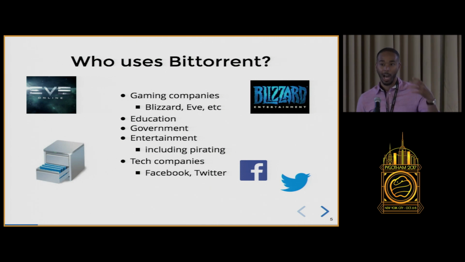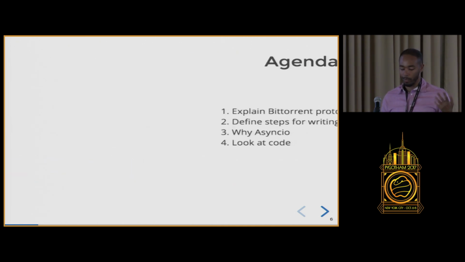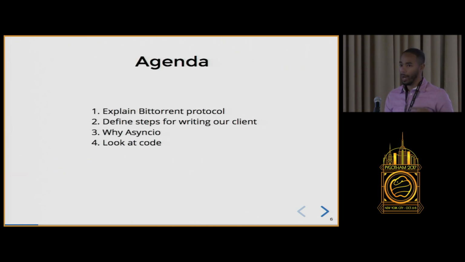So any file that you have uploaded to S3, you can put a $torrent at the end of the URL, and you get a .torrent file that you can download. So it's a very relevant thing, especially if you're doing IoT, Internet of Things. My agenda for today is to explain how the Bittorrent protocol works, define some steps for writing a simple Bittorrent client, talk about why we're going to use Asyncio for this, and then finally go through some code.